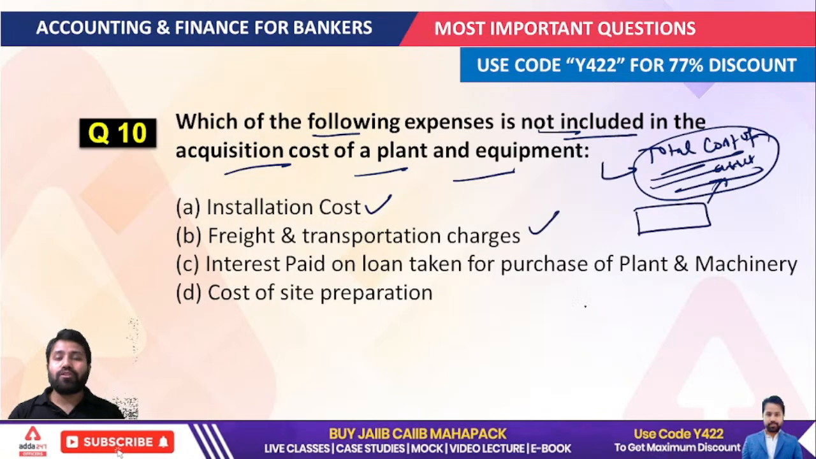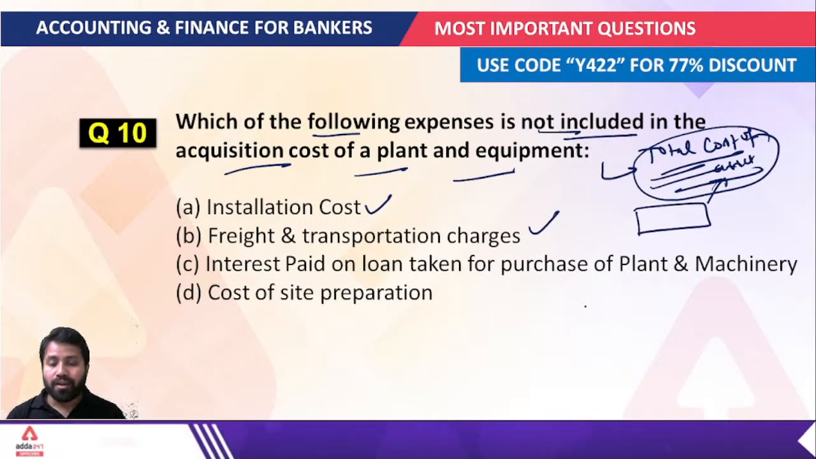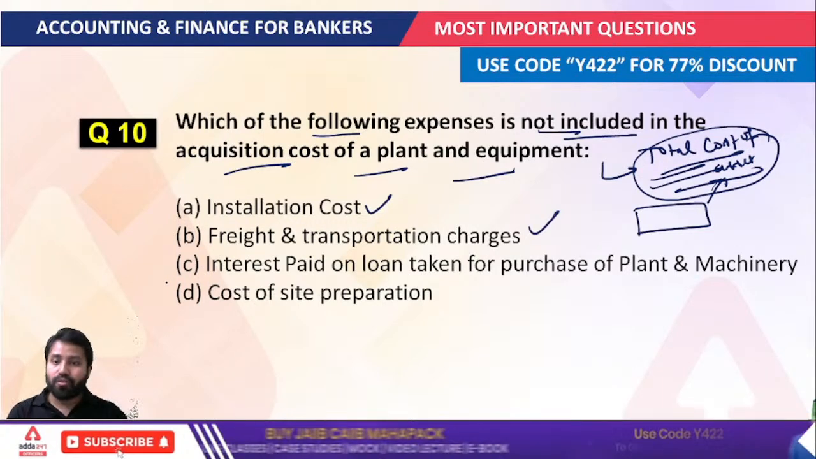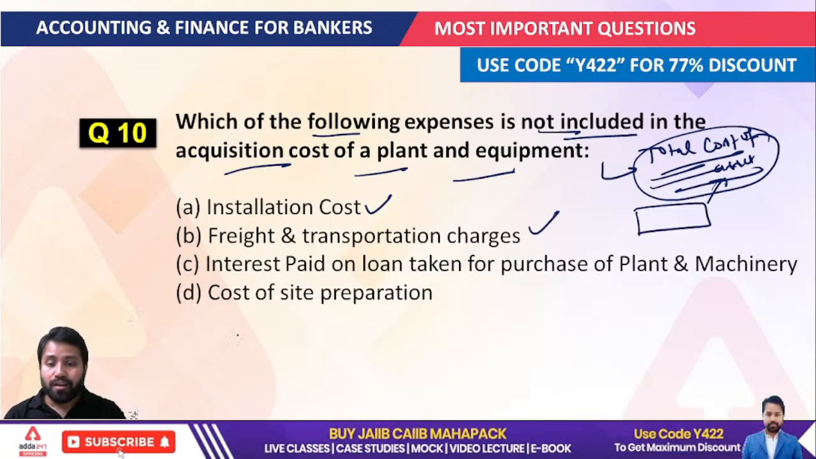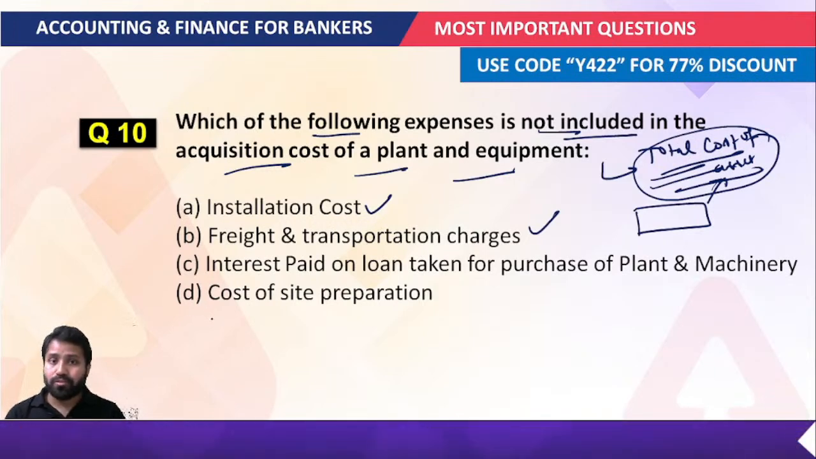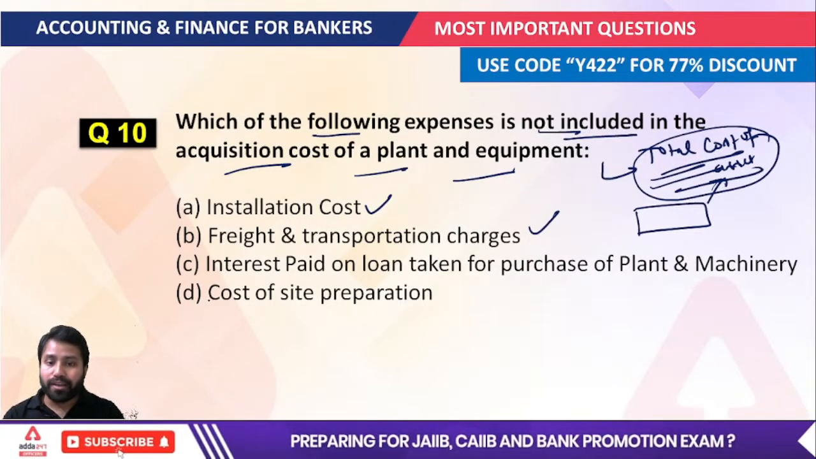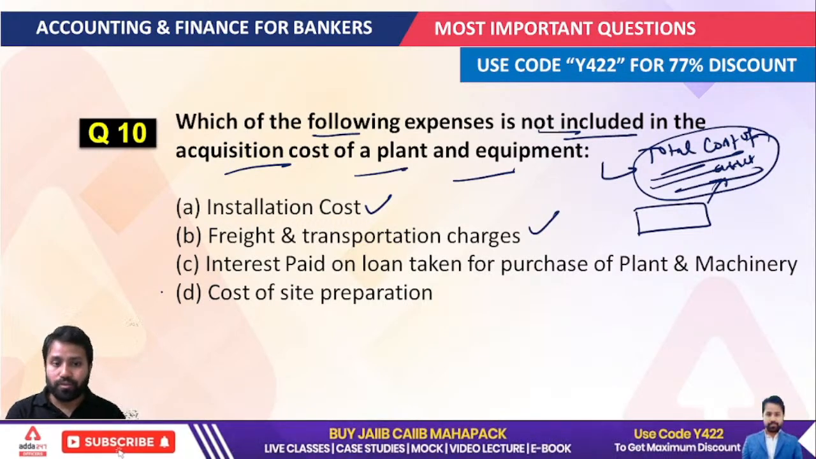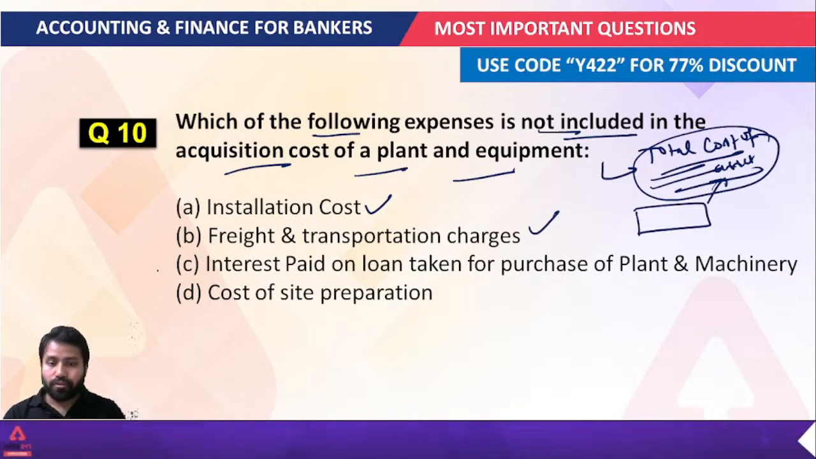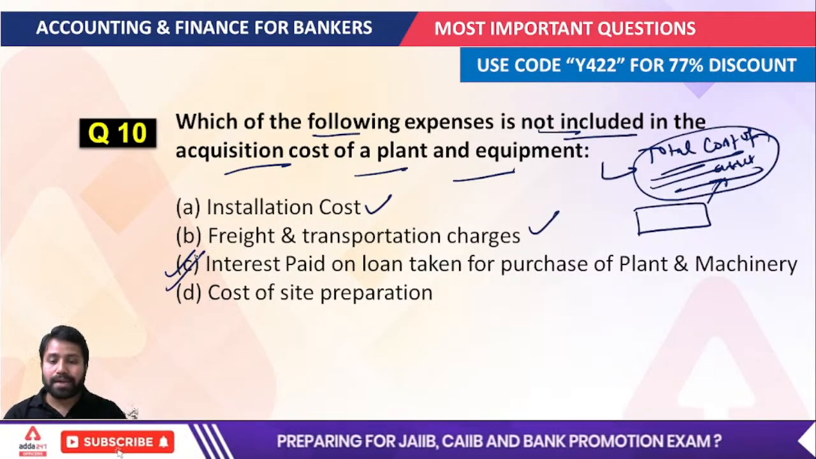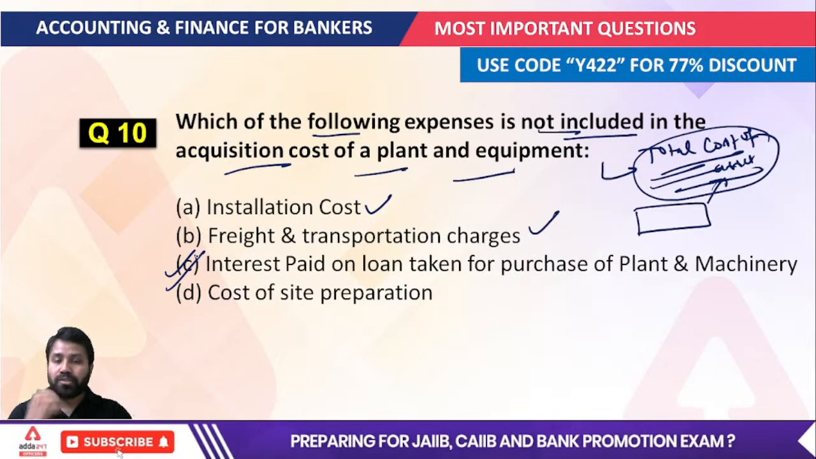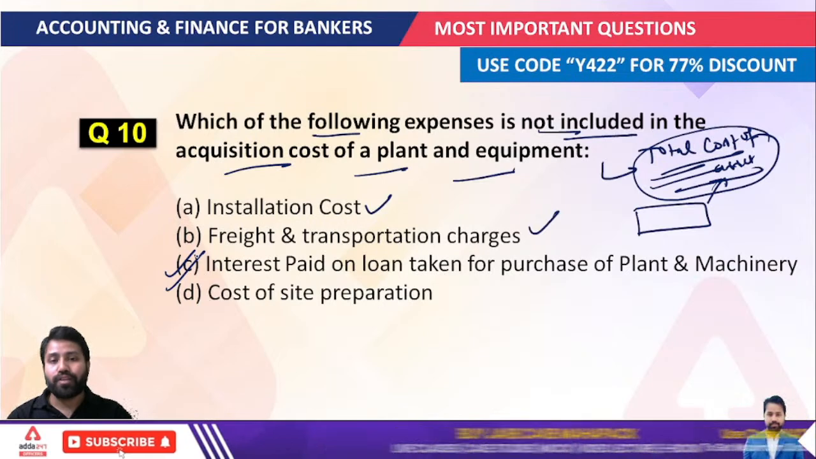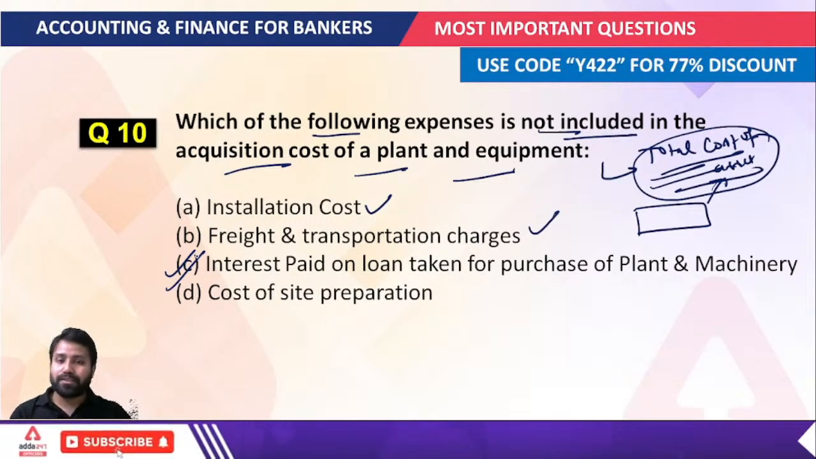When we talk about the total cost of the machine, we are talking about whatever the installation cost, whatever the freight and transportation charges, whatever the cost of site preparation, so all that cost is included there. And when we talk about the interest paid on loan taken, that is another concept. So the correct answer would be C, interest paid on loan taken for the purchase of plant and machinery. This would be different from the total cost of the asset. I hope it is understandable for everyone.